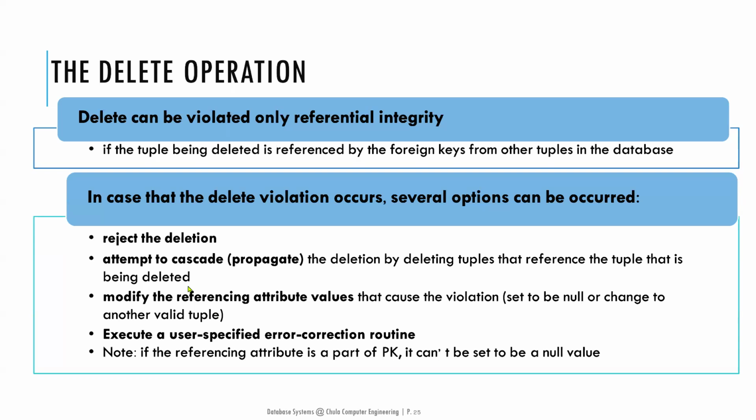Another way to handle this is to modify the referencing attribute values. So whatever caused the violation, you can set it to be null or change it to another valid tuple. It means that if you still have the dependent, and you want to keep that dependent information, you have to change the value within the foreign key. For example, I have a dependent, right? That belongs to this particular employee. Now, I probably would change the dependent information or the data such that this particular dependent may belong to another employee.